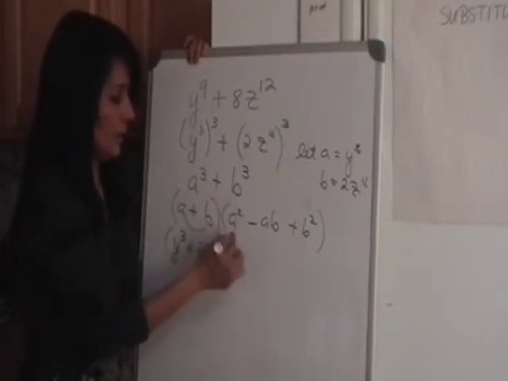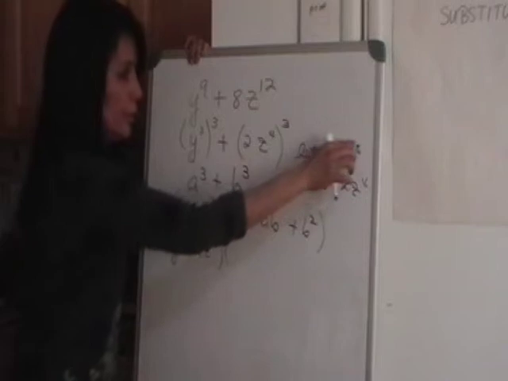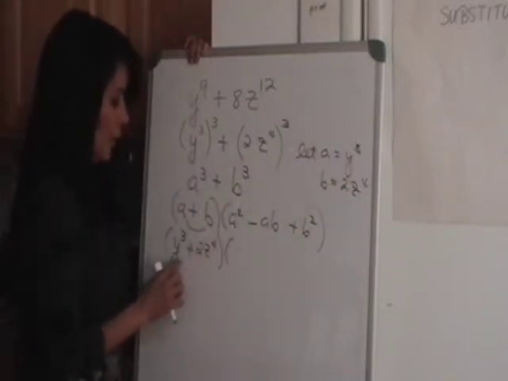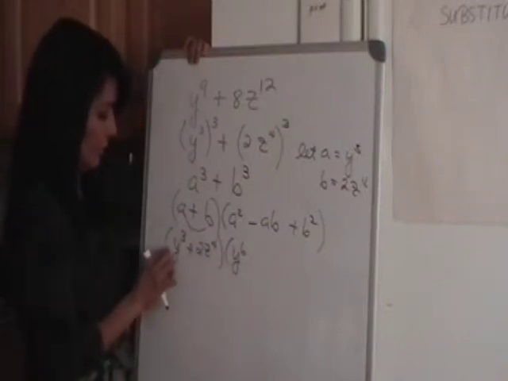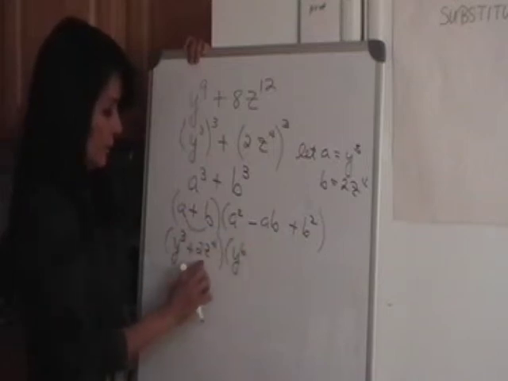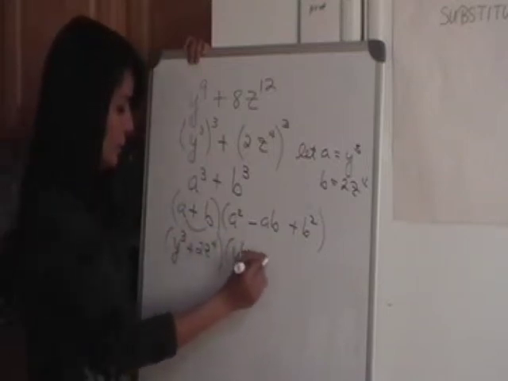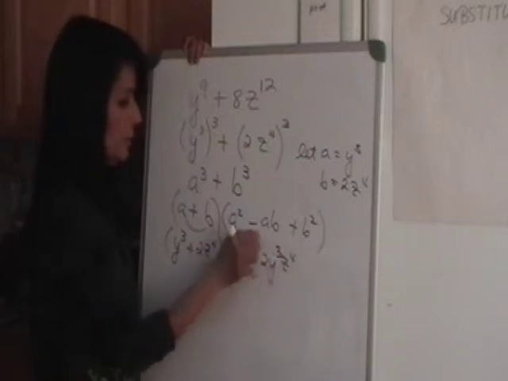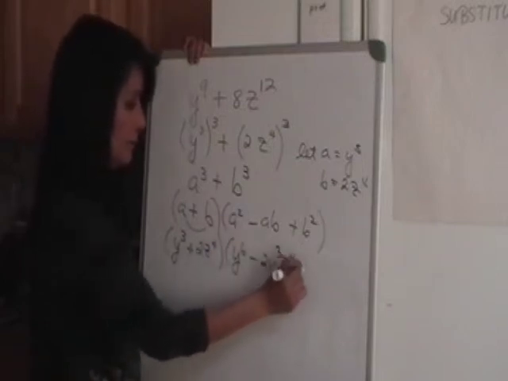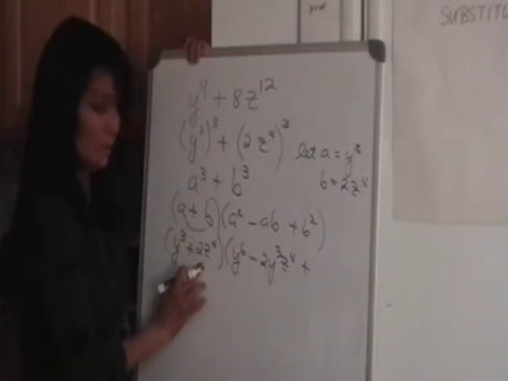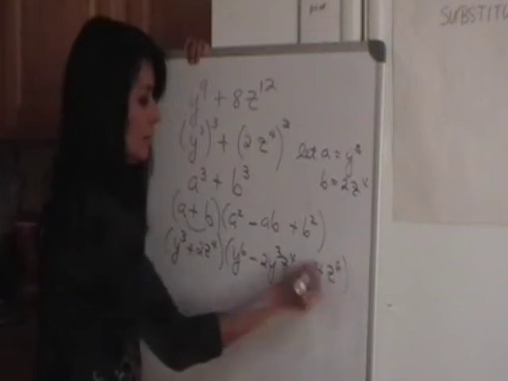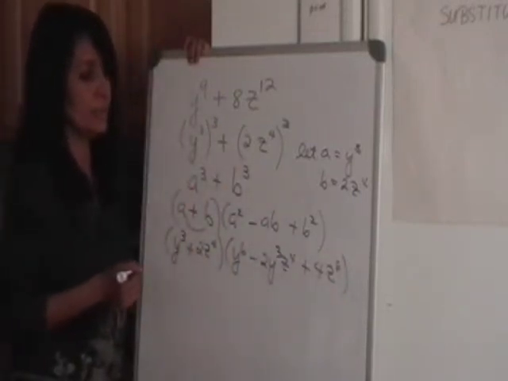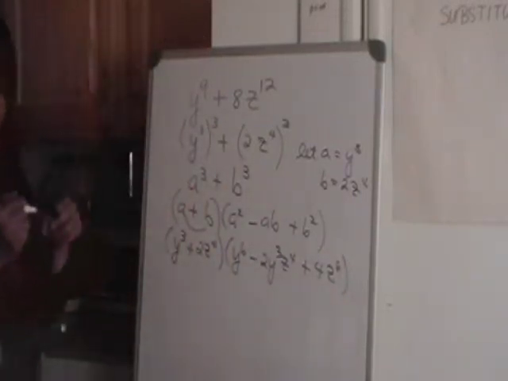And then a squared, now be careful, a is y cubed, right? So the square of y cubed is y to the 6th. In fact, maybe you can just look here, right? So the square of this is y to the 6th, minus ab, so you multiply these two is minus 2y cubed z to the 4th, or you can substitute if you wish, right? And b squared is going to be the square of b. The square of 2z to the 4th is 4z to the 8th. Okay? So that's how substitution works for this particular problem.